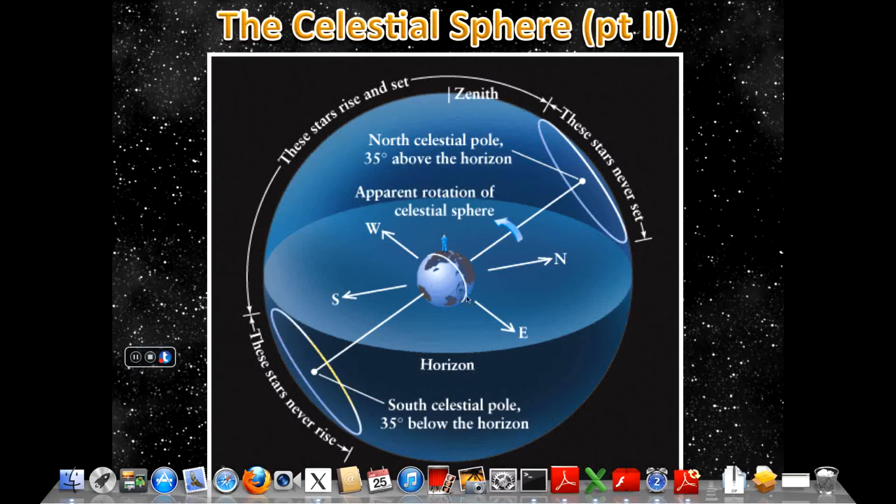The Earth is turning, and therefore the celestial sphere appears to be turning. And so what you get is stars rising in the east, going over the top of the celestial sphere and coming back down in the west. So stars rise and set just like the sun and moon rise and set.